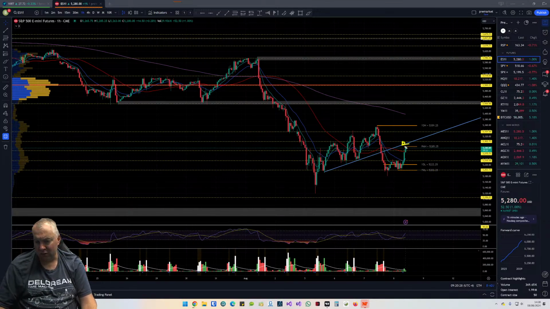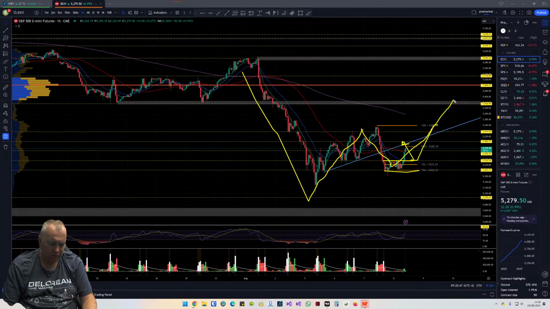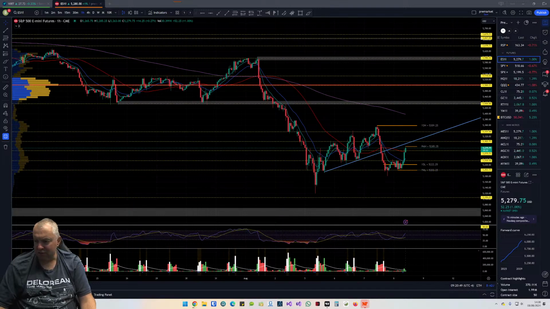So I'm going to stick with my plan. 53,000 rejection, 52,000 bounce, and then potentially watch for a bounce if we come back down into this region, because we may be just looking at a bit of a change of trend, putting in a low, then a lower high, and so forth. Okay, so that's it really.